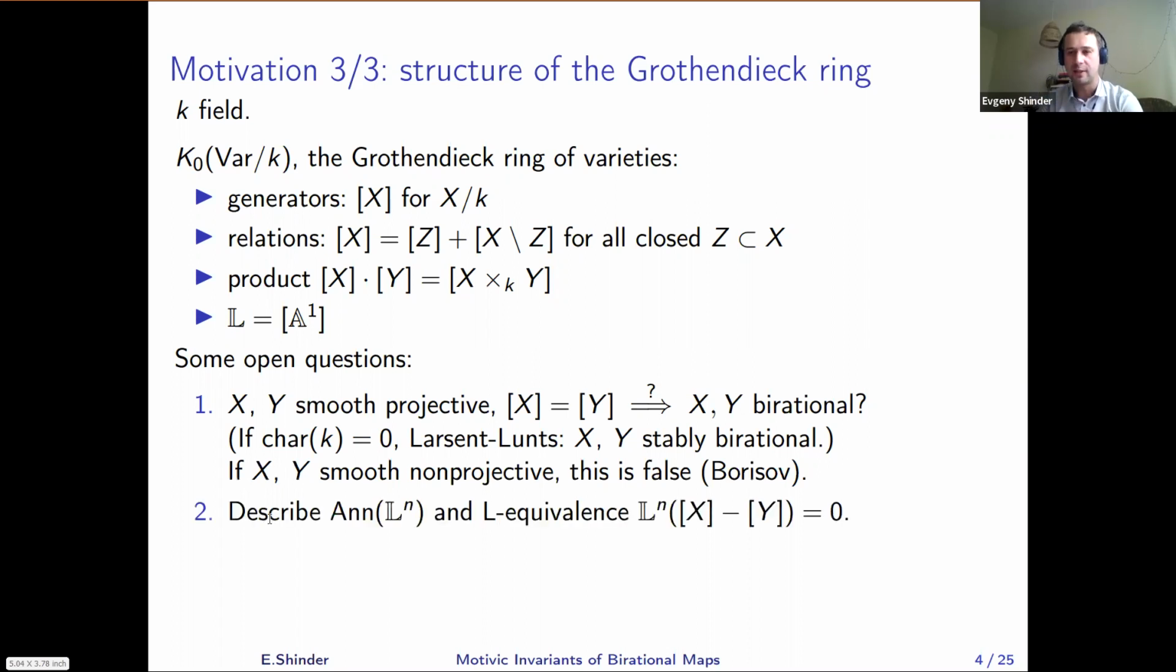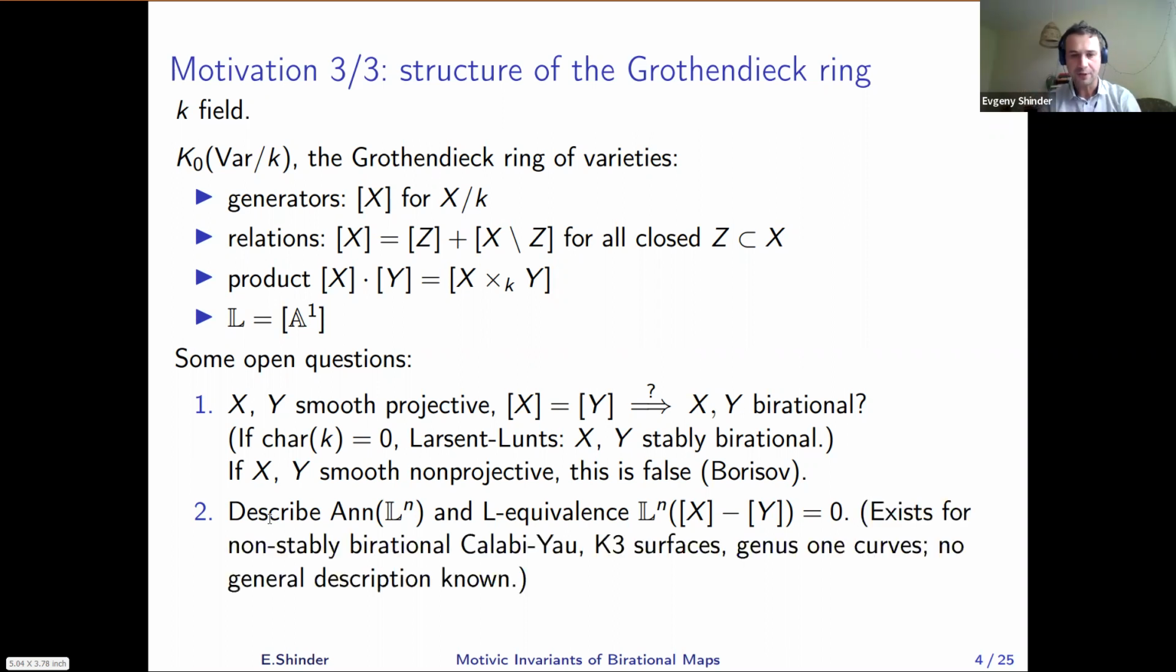Second question is about what does L annihilate? So we used to think that L is not a zero divisor, but then there were certain counterexamples to this. The same paper by Borisov, he constructs a counterexample. So an example of two varieties such that the difference is annihilated by a power of the affine line. And for various rationality problems, and just out of curiosity, it's important to know what does L annihilate. So current examples of elements in the kernel of multiplication by a power of L are differences of Calabi-Yau's, K3 surfaces, genus 1 curves, and we'll see examples like this in the talk.